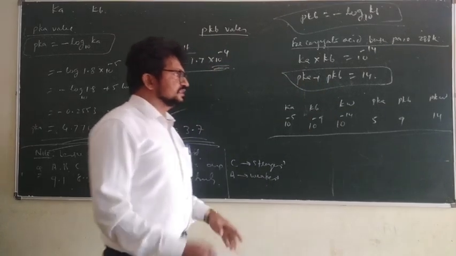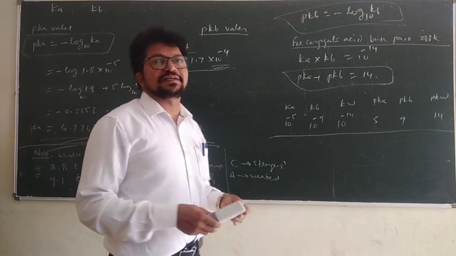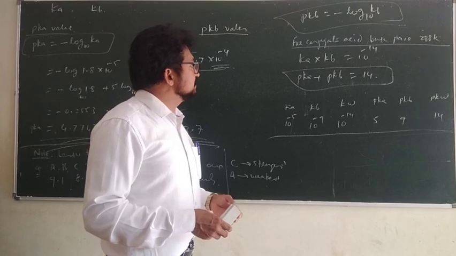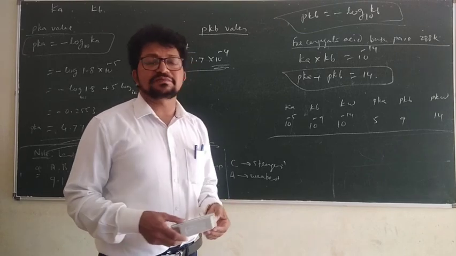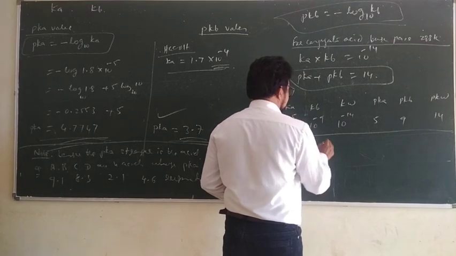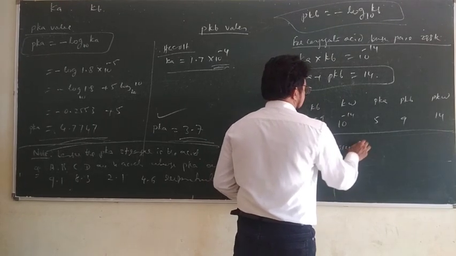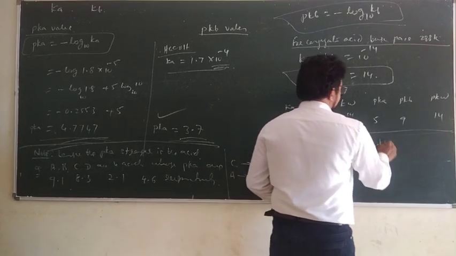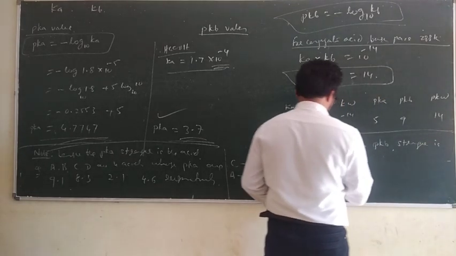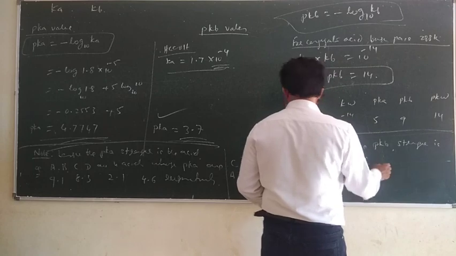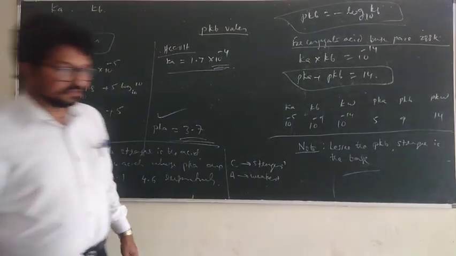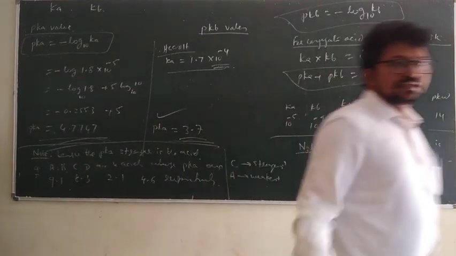So by knowing the pKa value, you can find the strength of acids. By knowing the pKb values, you can find the strength of bases. Same note: lesser the pKb, stronger is the base. Similar examples can be asked. Okay. Let's note this. This is one more learning.